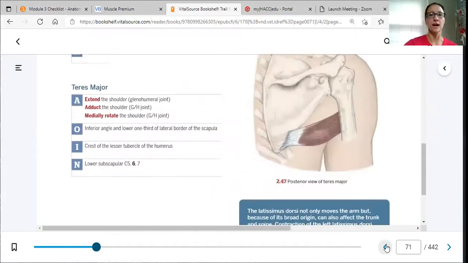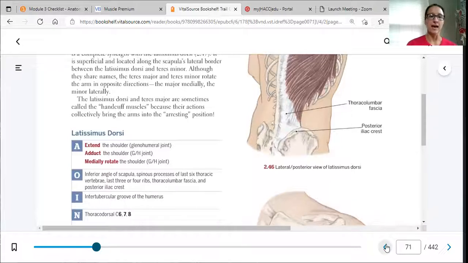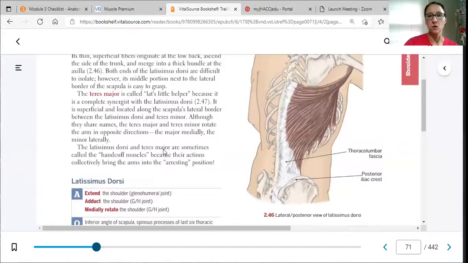All right, let's go back to the actions. Actions of Latissimus dorsi. Remember, the insertion moves closer to the origin. And since all of this is the origin and this up here is the insertion, we know that we're going to be moving the humerus, right? So we have extension of the shoulder, adduction of the shoulder, and medial rotation of the shoulder.